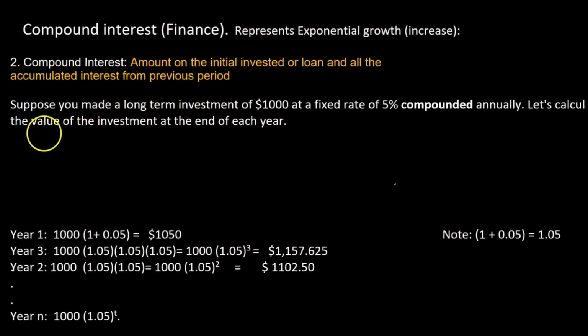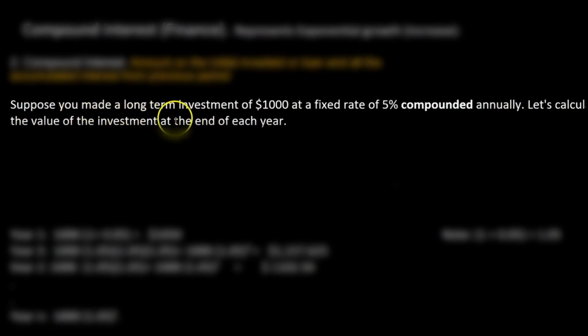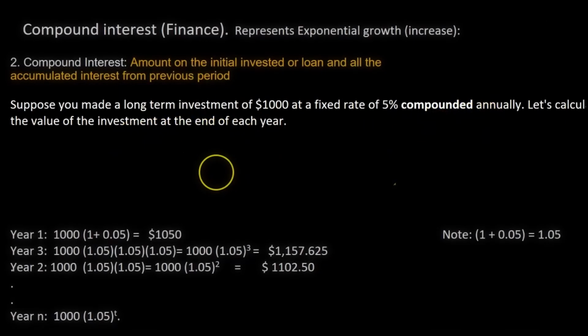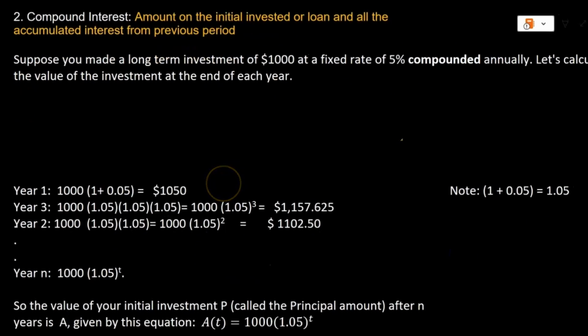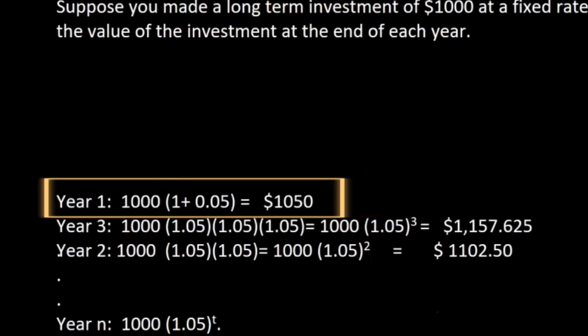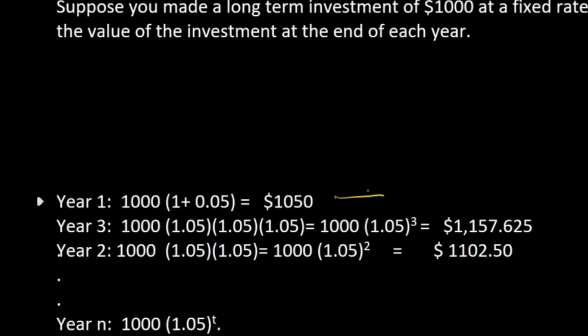So let's look at this example so that I can derive the formula for you. Instead of just giving you the formula, I want you to have a little bit of understanding of how we end up getting the formula. And it's very intuitive actually. So suppose you made a long-term investment of $1,000 at a fixed rate of 5% compounded annually. So let's calculate the value of the investment at the end of each year. It's very straightforward. In the first year, the compound interest and the simple interest are the same.